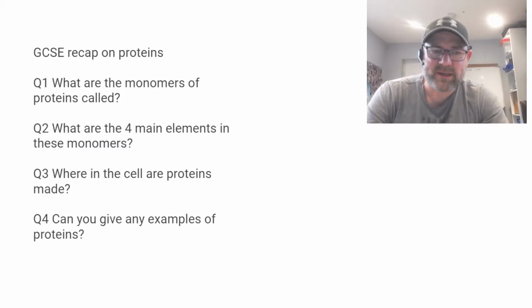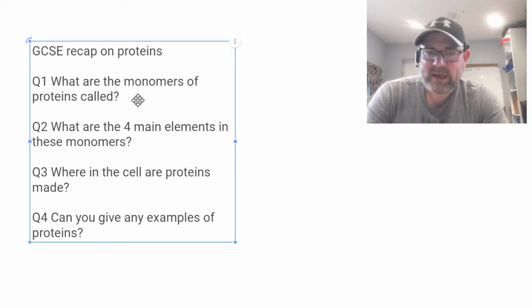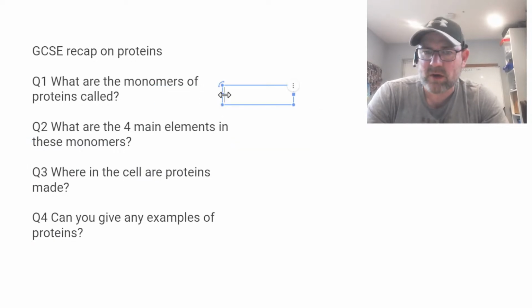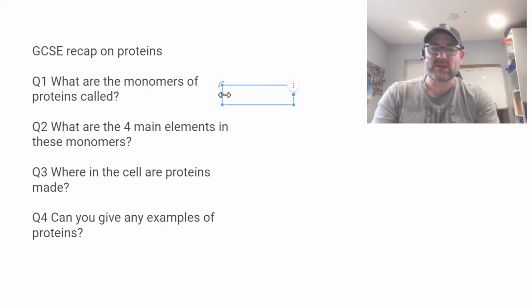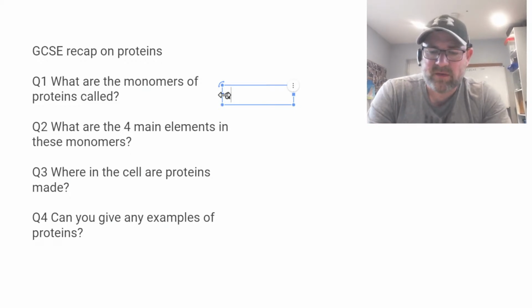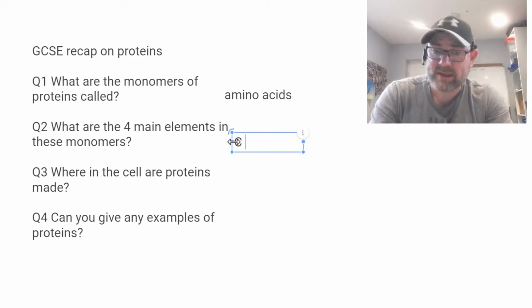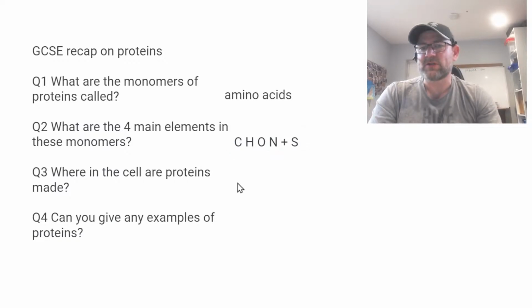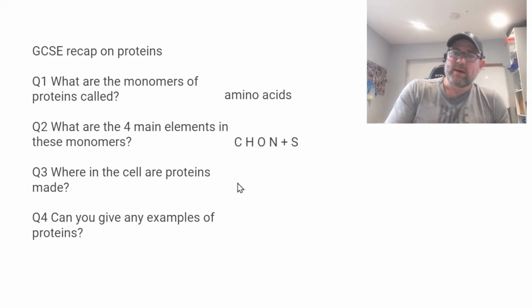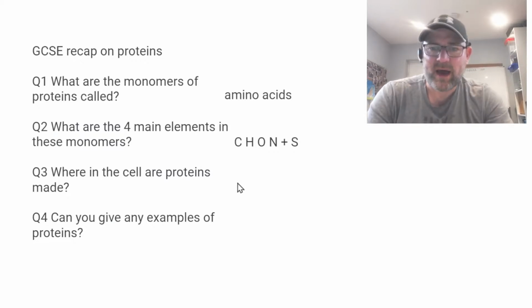Right, so let's go through some of these. Hopefully you can come up with some of these in your head. If you want, you can pause the video if you're watching it on playback and test yourself on these questions. I'm about to give you the answers. So the monomers of proteins are called amino acids. The four main elements that are found in all proteins and all amino acids are carbon, hydrogen, oxygen, and nitrogen. However, there's a little bonus. Some have sulfur in them as well. Certain proteins have sulfur in cysteine groups.